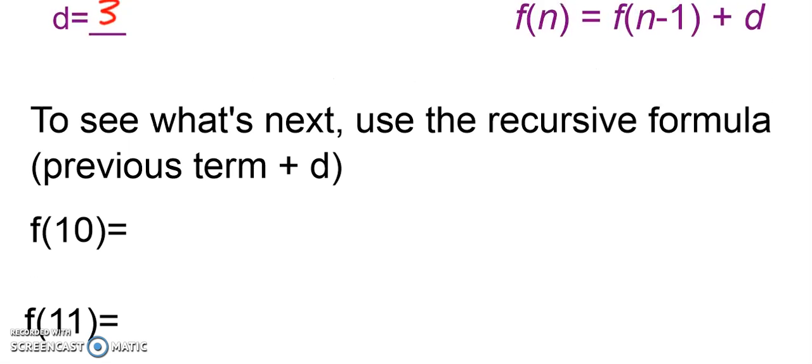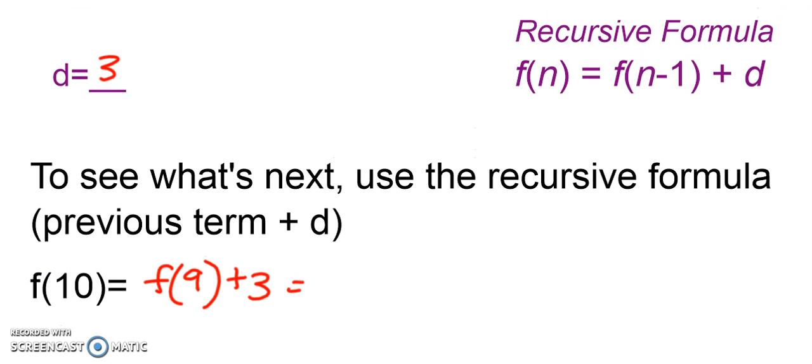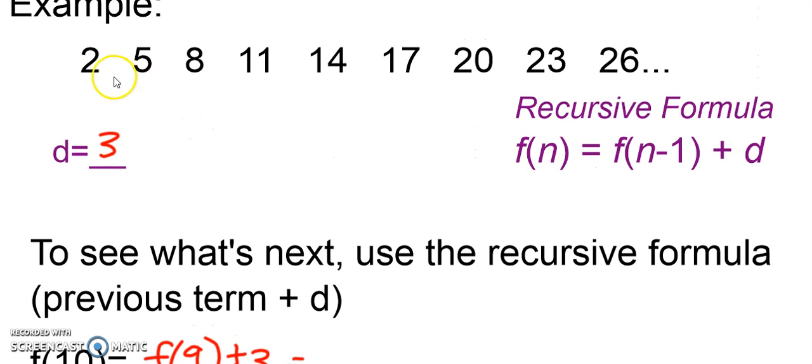So we have f of 10. What would be the previous term to f of 10? That would be obviously f of 9. We said the previous term is always n minus 1. If this is my n, which is 10, minus 1 would give me 9. So I'm going to need to take f of 9, and I want to add on my common difference, which is 3.